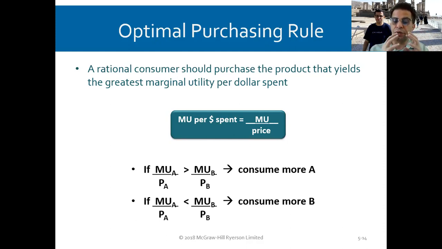So the marginal utility per dollar spent is marginal utility divided by the price. If MU of A product divided by price of A product is higher than MU of B product divided by the price of B product, definitely you're going to buy and consume more A, chocolate or chips. If MU of A divided by price of A is less than MU of B divided by price of B, then you will buy or consume more B. This is how we do rationalized purchasing. Which one contributes more value for the same amount of dollars we spend?